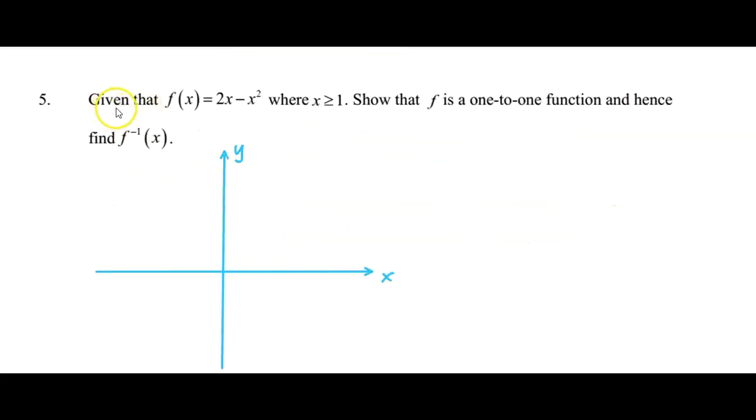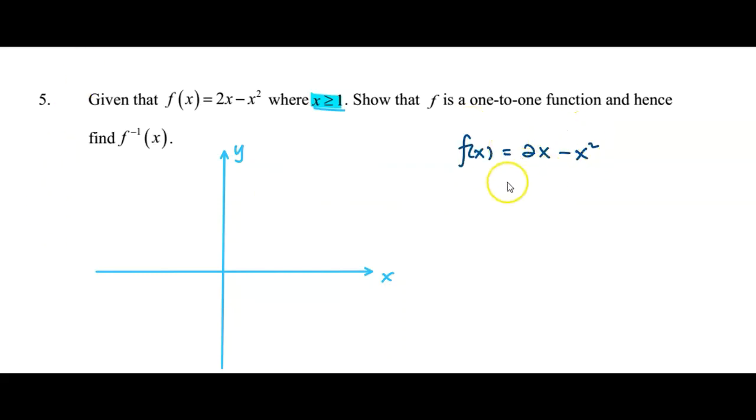For this example, we are given a quadratic function, 2x minus x squared, where x is greater than or equal to 1. We know that any quadratic function is originally not a one-to-one function. So to make it one-to-one, we must restrict the domain. This question has already restricted the domain to x greater than or equal to 1. The question asks us to show that f is a one-to-one function, and hence find the f inverse. Firstly, I will use a graphical method to show that it is one-to-one, so sketch the graph.